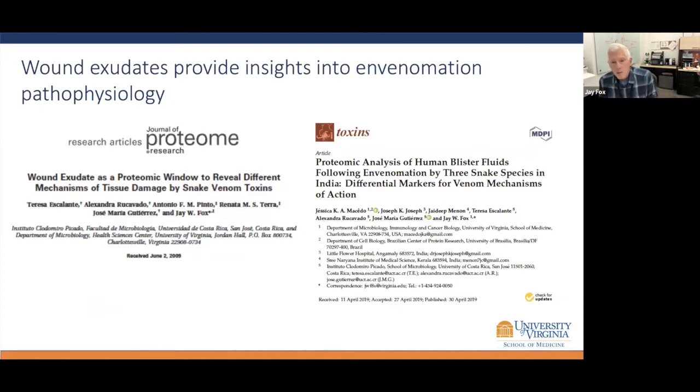About 15 years ago or so, we started to look at other ways to investigate the wounding and envenomation that we see. And we looked at proteomics in the exudates of those wounds. This was first published as the wound exudate as a proteomic window to reveal different mechanisms of damage. We also have used this in human blister samples as well. And I think, as I'll show you a little bit later, they have provided great insight into what's actually happening when venom meets tissue in a victim.